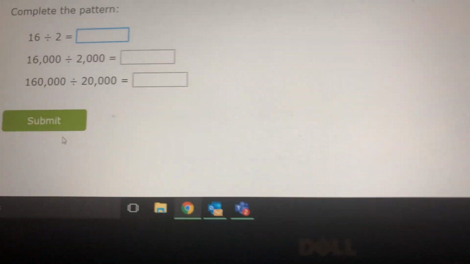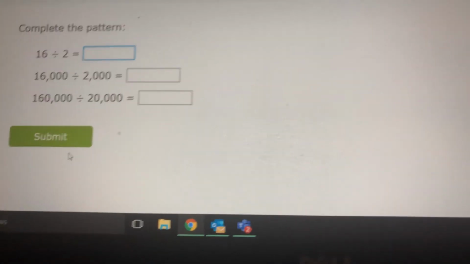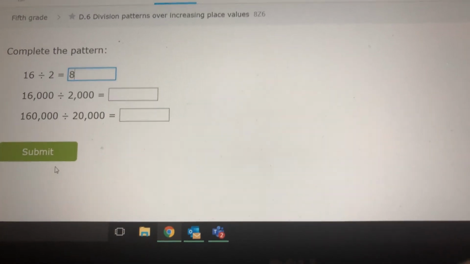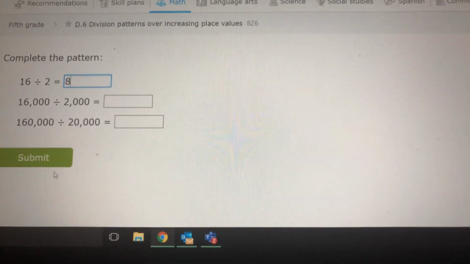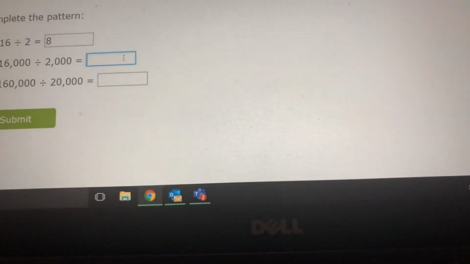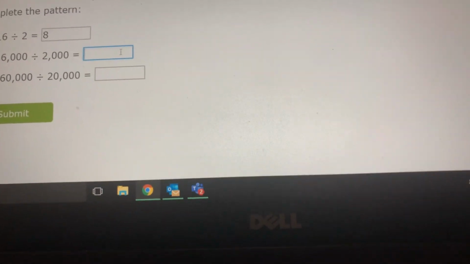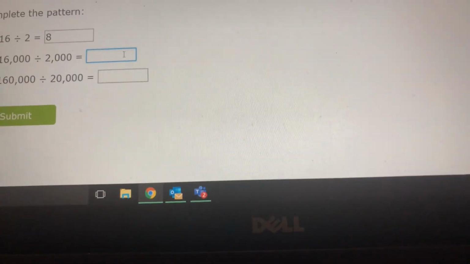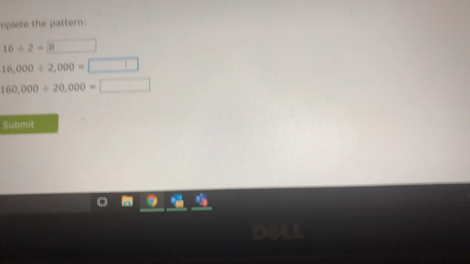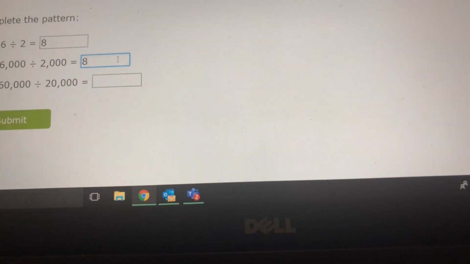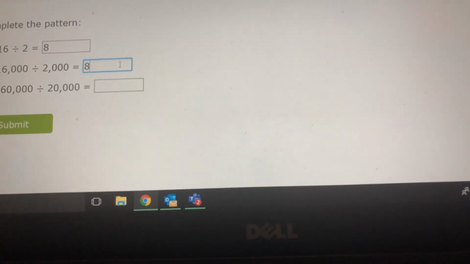Okay, let's do one more here. 16 divided by 2. Oh, they're giving it to us now. All right, so how many groups of 2 go into 16? Well, we know that's 8. Now, 16,000 divided by 2,000. They both have the same amount of zeros. So this is also going to be 8 because 8 groups of 2,000 gives us 16,000, right?